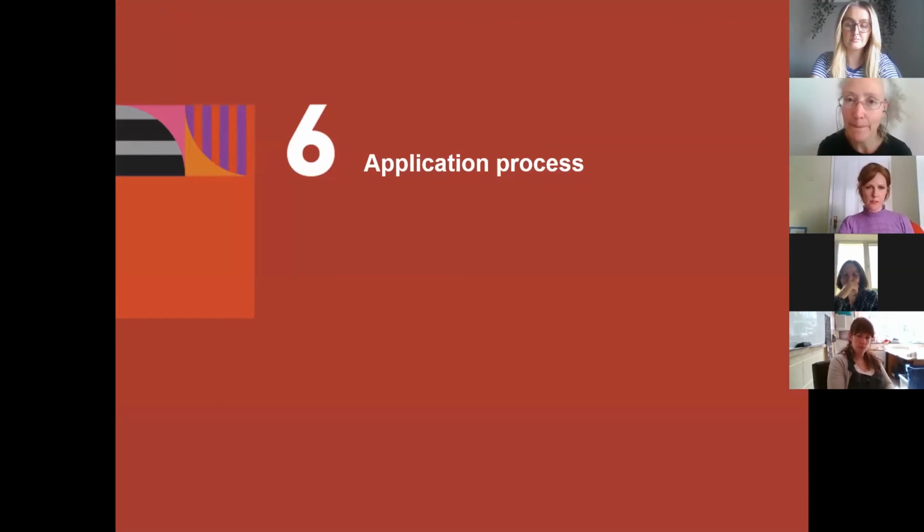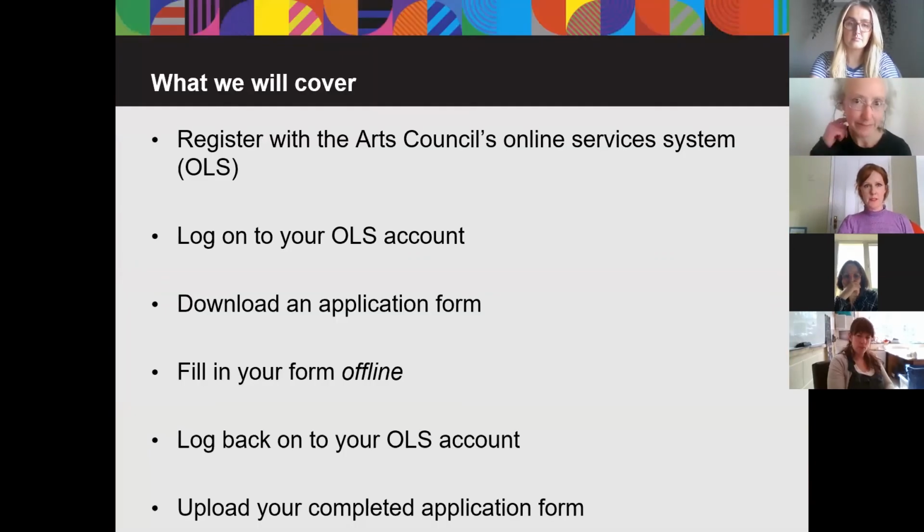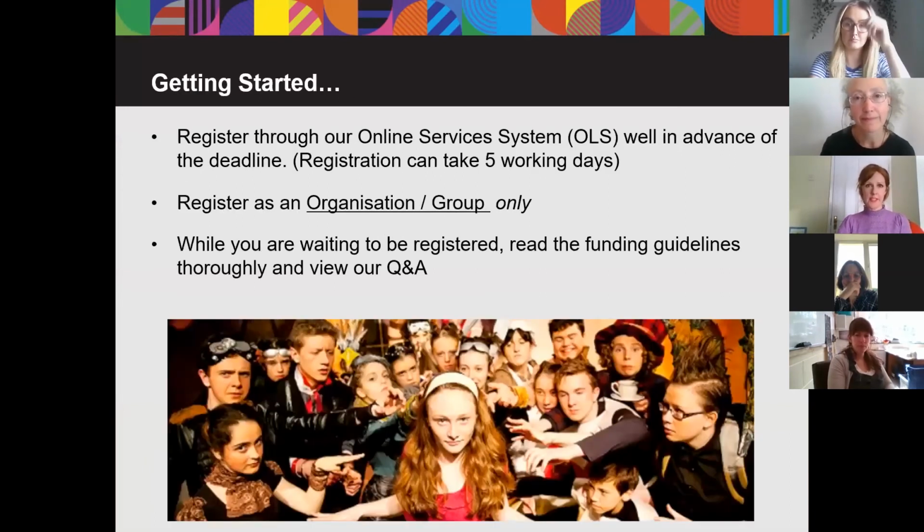So what we're going to cover here is just what you need to do. You've decided you're applying for a creative school. So what do I need to do now? The first thing you need to do is to register with the Arts Council's online services, log into your OLS account, as we call it, Online Services OLS, download the application form, fill in your form offline, and then log back into OLS to upload your application form and submit it. That's it.